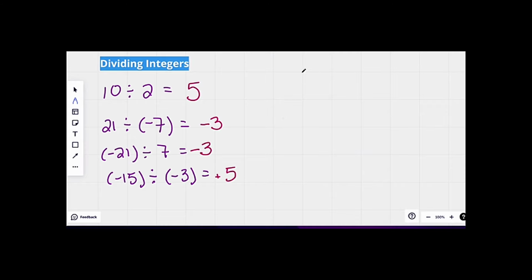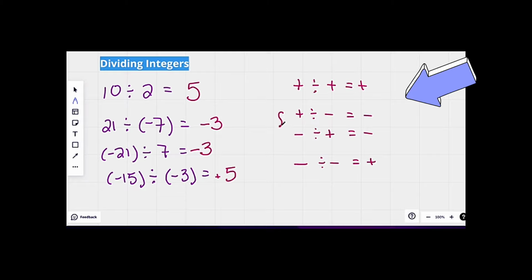So just one final quick reminder. A positive divided by a positive equals a positive. A positive divided by a negative equals a negative. Same thing if we've got a negative divided by a positive equals a negative. And a negative divided by a negative equals a positive. If we can remember these rules, we'll always know how to divide integers.